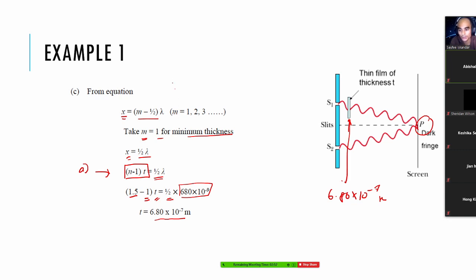You can also substitute m as 2, and also m as 3, and you can get the value of t for a dark fringe. So there will be different answers: when m equals 1, m equals 2, and m equals 3, there will be different answers.